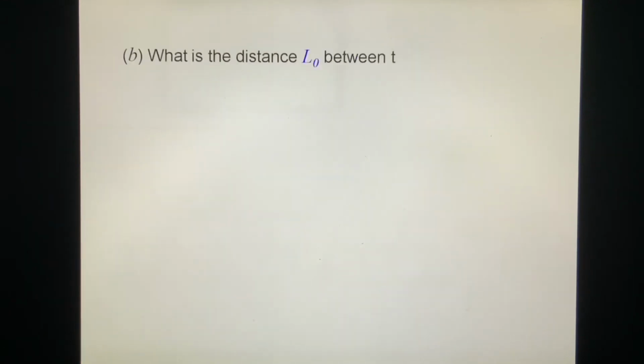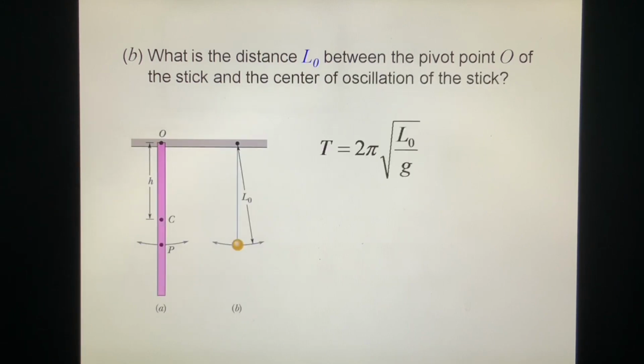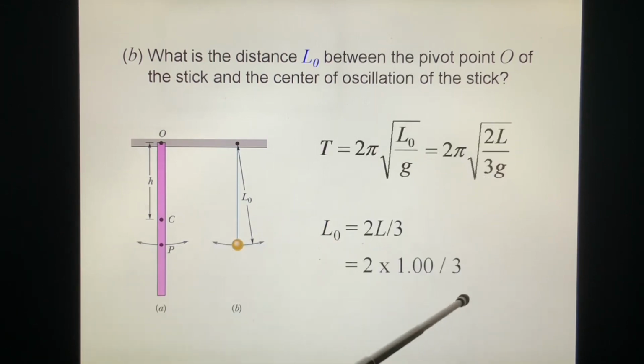Question B. What is the distance LO between the pivot point O of the stick and the center of oscillation of the stick? Okay, we look at this one. We have to show this one. This is 2/3. Okay. Now we put the number inside. So we get about, in our case, about 66.7 centimeters.